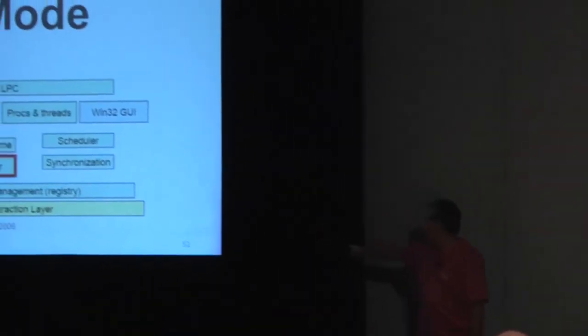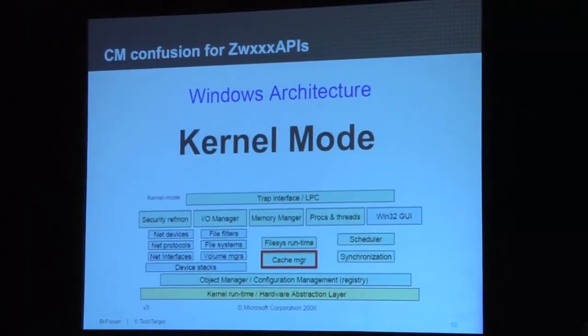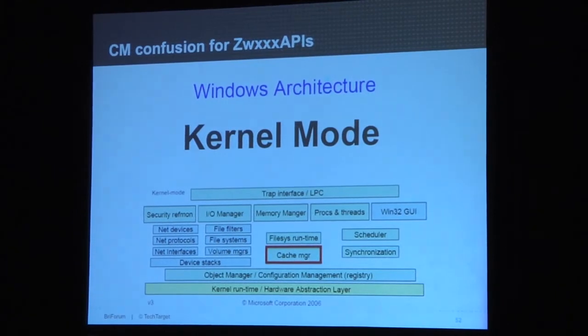And you have configuration management for the registry. If they had to do it over again, they'd call the registry something else. Even though it's a CM register callback, the APIs all begin with ZW in kernel mode. So if I'm a kernel mode writer and I want to read from the registry, I have to call an API that begins with ZW.